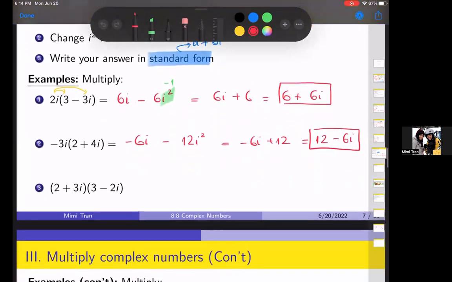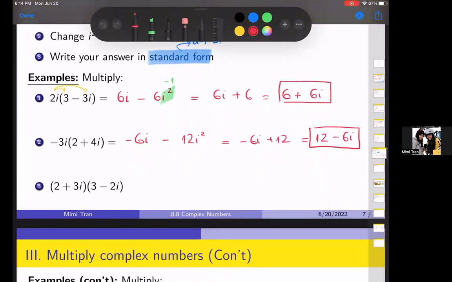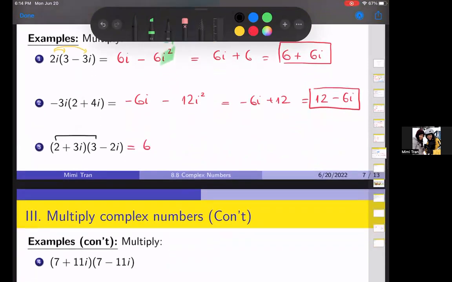So first step, we're going to FOIL because this is 2 binomials, right? So let's FOIL this. 2 times 3 is 6. 2 times negative 2i is negative 4i. 3i times 3 is positive 9i. And then 3i times negative 6i is negative 6i squared.